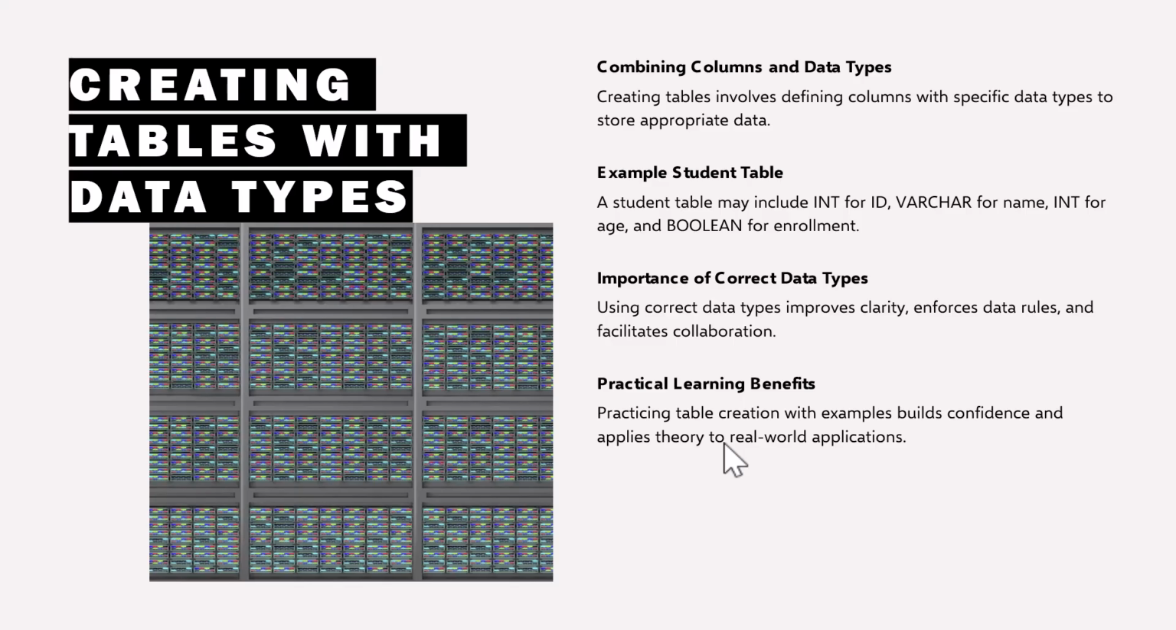So how do we create table with data type? Creating table involves defining columns with specific data type to store appropriate data. For example, a student table may include int for ID, varchar for name, int for age, and BOOLEAN for an element. Using correct data type improves clarity, enforces data rules, and facilitates collaboration. Practicing table creation with example builds confidence and applies theory to real-world applications.